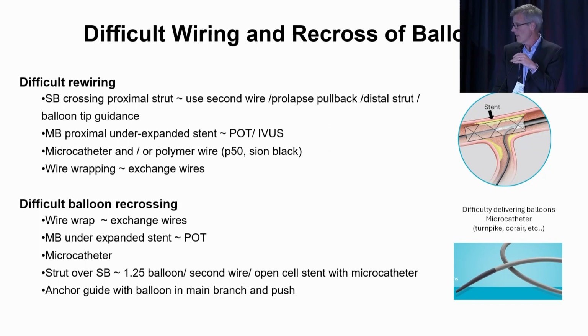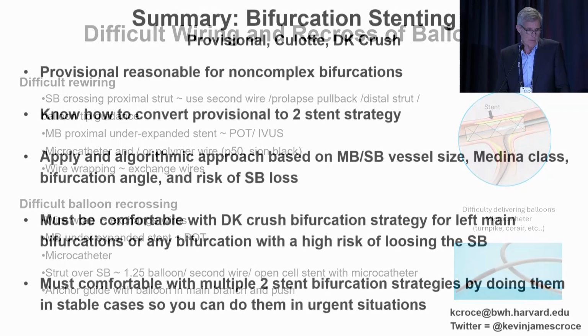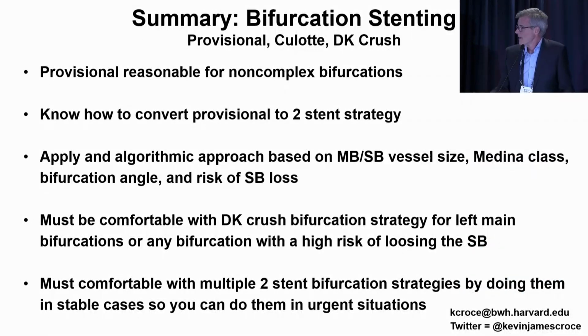That works really well. We tend to do all of our bifurcation stenting cases at minimum in a 7 French guide. Most of that can be done readily radial, so I would advocate make your life easy, go 7 French when possible. So by summary, provisional is reasonable for non-complex lesions. You need to know how to convert your provisional to a 2-stent strategy. You want to apply an algorithmic approach based on the Medina class, the vessel size, and the risk of side branch loss.